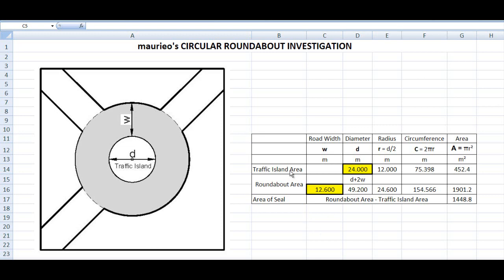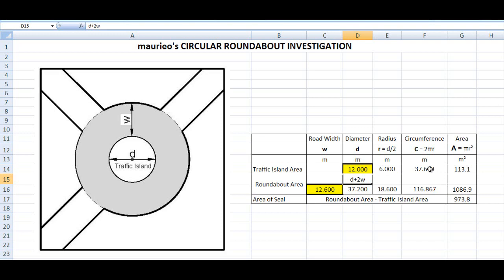So here we are. We'll start with the traffic island. I've shown these boxes as yellow. They're input boxes. So if we want to work out the traffic island area, we can put in our diameter. I've got it here as 24, but we might want to put it in as, say, 12. And you can see that everything changed in the spreadsheet. So that would give us a radius of 6 meters.